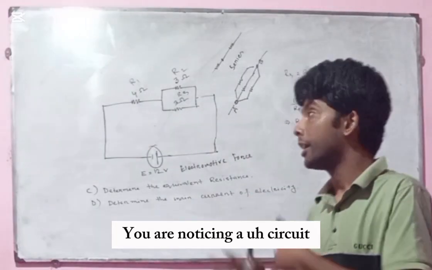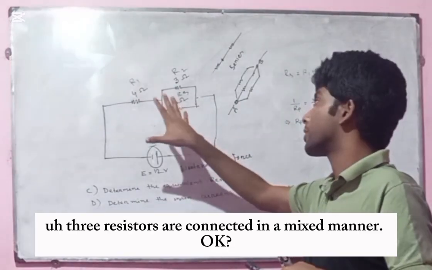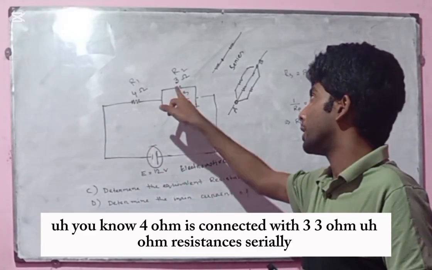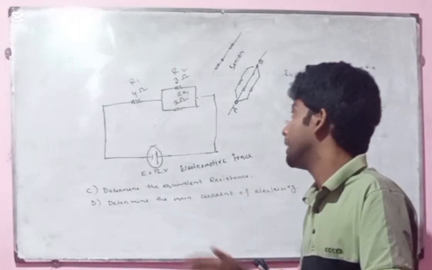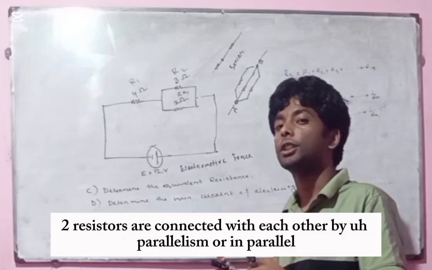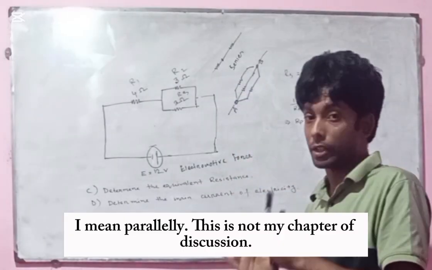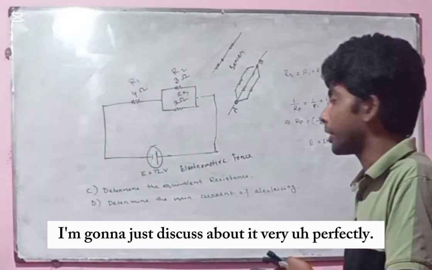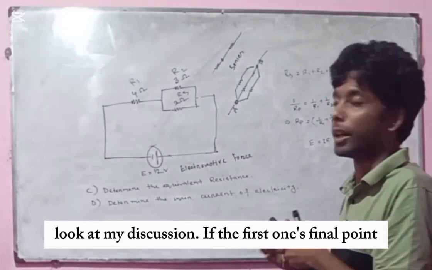You are noticing an electronic circuit, and here three resistors are connected in a mixed manner. The 4 ohm resistance is connected with the 3 ohm resistances serially, and the 2 resistors are connected with each other in parallel. This is not my chapter discussion. I'm going to just discuss it very perfectly. I think you will understand it in a better manner if you just look at my discussion.